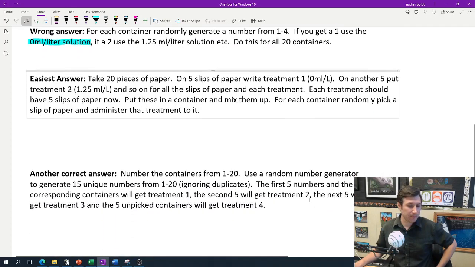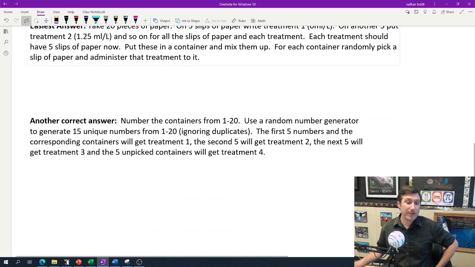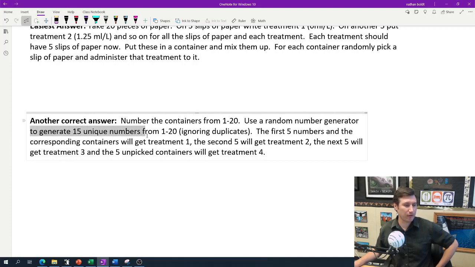Another option, you could also use a random number generator. All right, it is possible to do this correctly with a random number generator. So here you number the containers from 1 to 20, then use a random number generator to generate 15 unique numbers from 1 to 20. So the word unique there is important. You have to ignore the duplicates, which is a little annoying if you're using a random number generator because you will get duplicates, especially if you need 15 unique ones out of 20. That can be kind of hard to do, but it's possible.